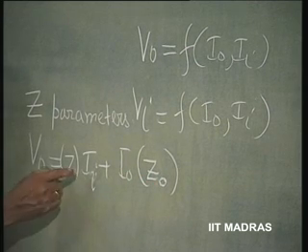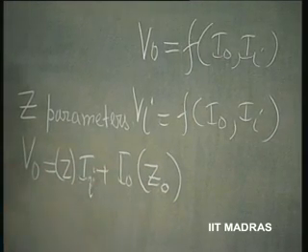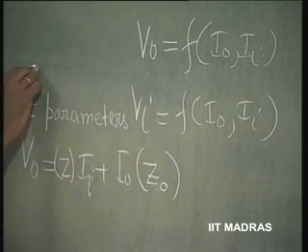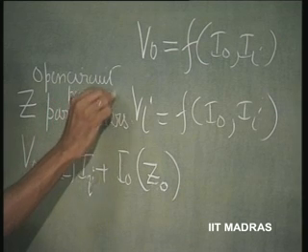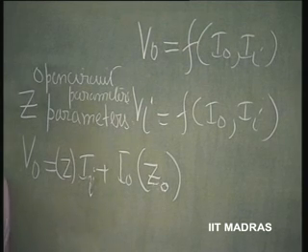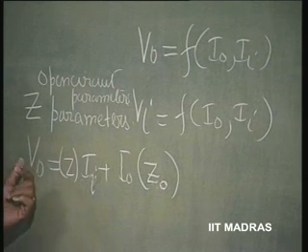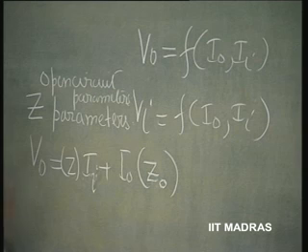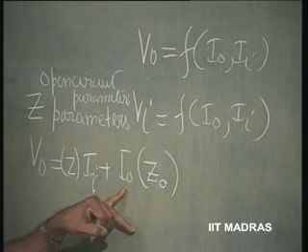When will you get Z0? If II is 0, then we can get Z0 as V0 by I0. This is therefore called open circuit output impedance, right? So these are all called open circuit parameters. That means these parameters can be defined by respectively open circuiting input or output. Why? Because the dependent variables are V0 and Vi, independent variables are I0 and II. So those independent variables can be made respectively 0. If II is made 0, I can get Z0. If I0 is made 0, I can get this.